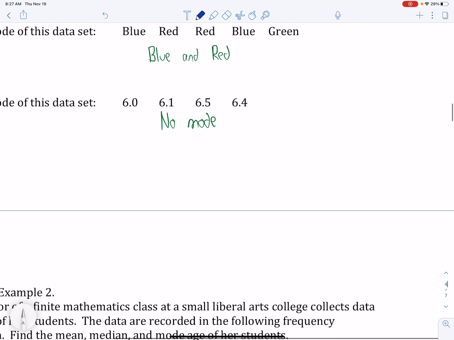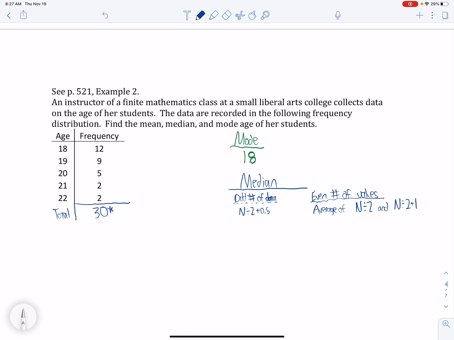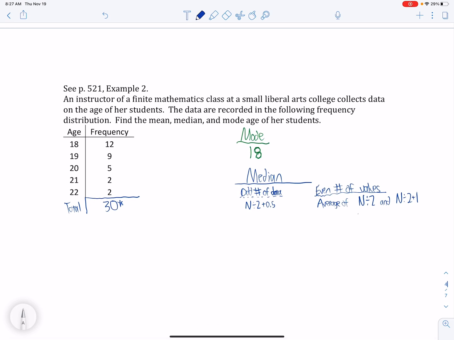So looking at our current example, where we had 30 data values, if we wanted to find the median, since we have an even number of data values, to figure out which data values we need, we do 30 divided by 2, and then we do 30 divided by 2 plus 1, which gives us 16. So what we need is to find the average of the 15th and the 16th data value.